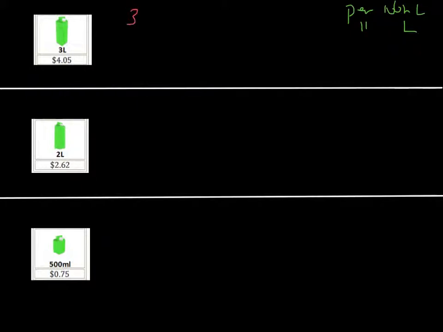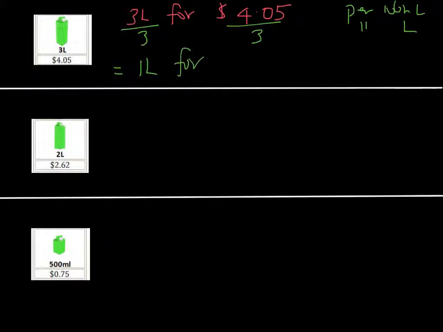Let's look at the first one. It is 3 litres for $4.05. To get that into a per litre price, we're going to need to divide it by 3. So we'll need to divide the price by 3 as well. Therefore, 1 litre is going to be priced at $4.05 divided by 3, which is $1.35.